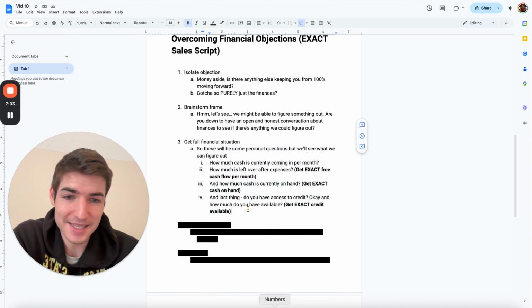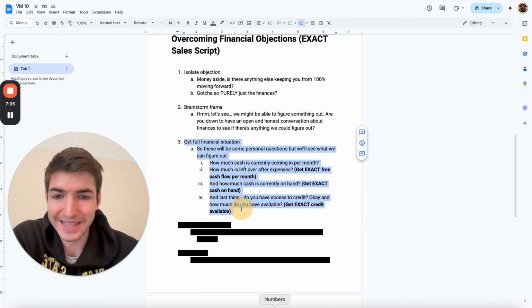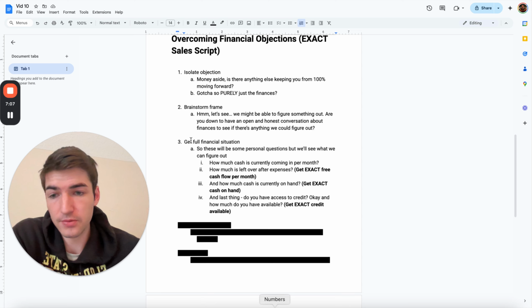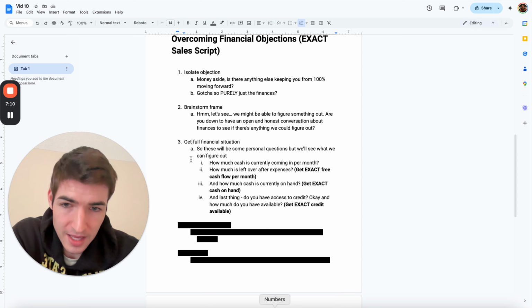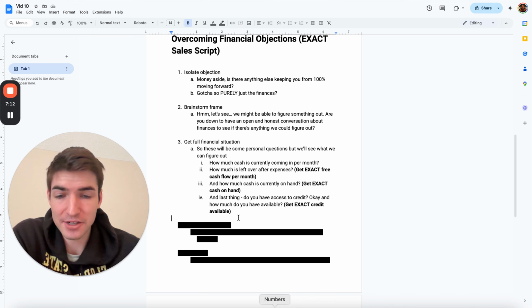So do this. It's one of the most crucial things you need to do. Don't be lazy, cop out, or be scared. Actually do the full financial situation. It will help out so much, and at this point you'll see exactly what they can actually do.